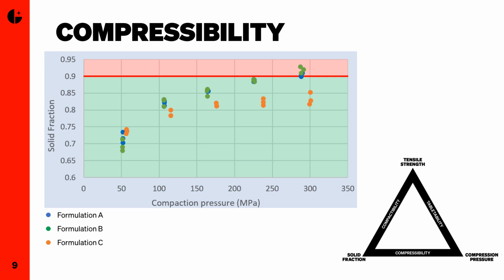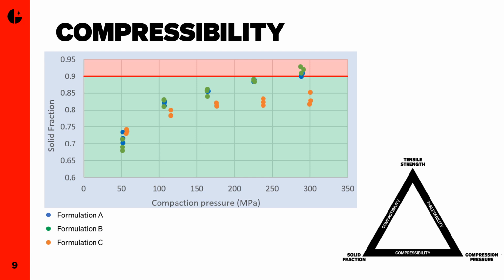The exception to this would be if your different sources of your material actually have different solid state forms. In that case, you will see a difference in the solid fraction data. In the example here, you can see that formulations A and B are showing very similar compressibility behavior, whereas for formulation C, there's a significant difference.